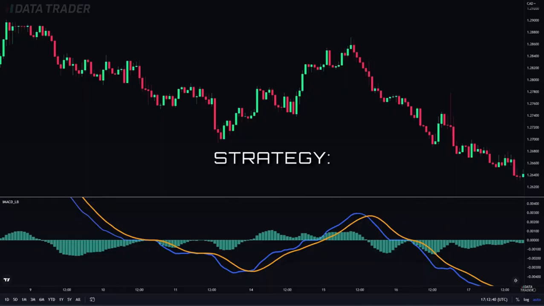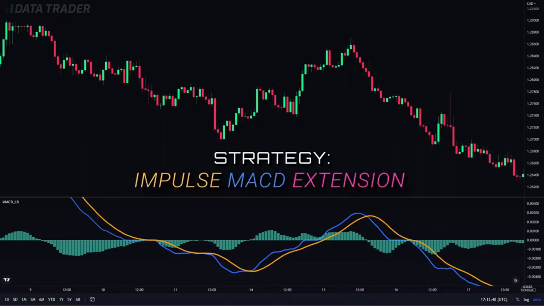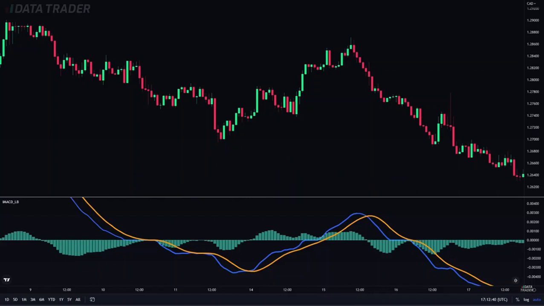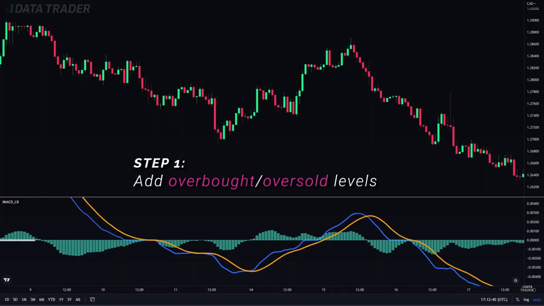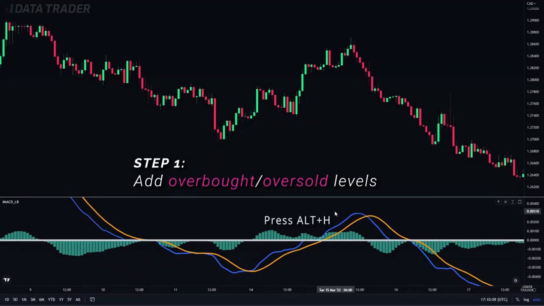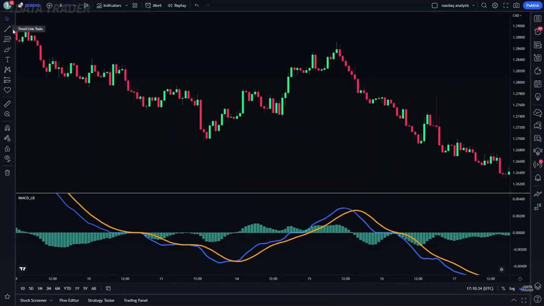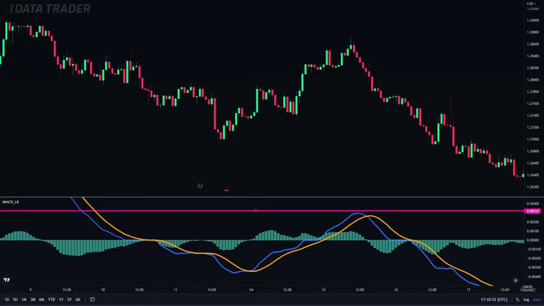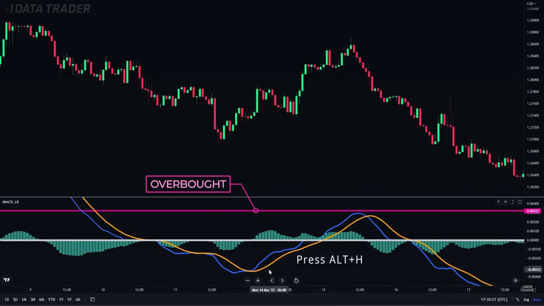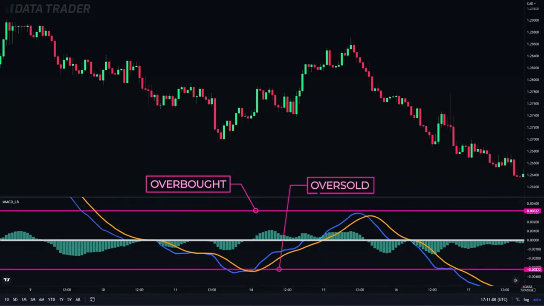So, this next strategy is a little bit more advanced, but it also has a higher win rate. It's called the Impulse MACD extension, and this is how you trade it. The first step is we need to manually add overbought and oversold levels on the indicator. And so what you do is, you drag your mouse above the middle line of the indicator and press Alt-H. Or, you can just add the lines manually like this. And so this will be your overbought line. For your oversold line, you do the exact same thing, but in the opposite value. So this time, drag your mouse to below the middle line, and again, press Alt-H. Now you have your oversold line.